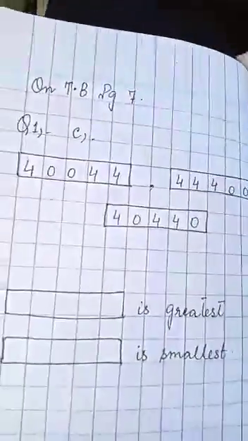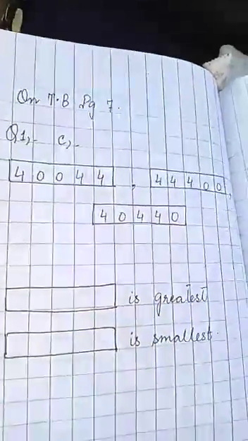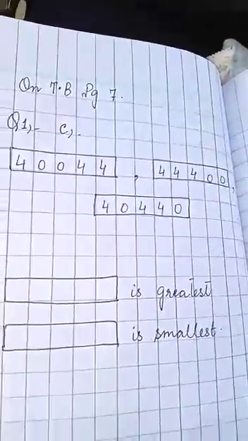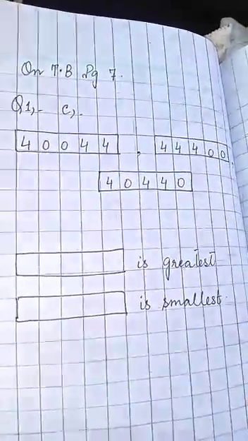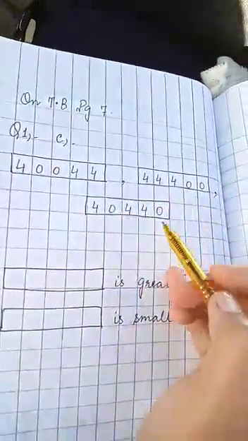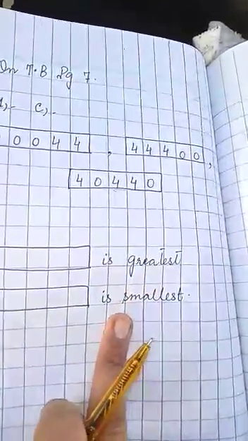Okay, now let's move to our other question, which is on textbook page number 7. Here we have to compare. There is not only the comparison between two numbers; we can compare more than two numbers as well. So here we have an example of 3 numbers that we have to compare to find which number is greatest and which is the smallest.